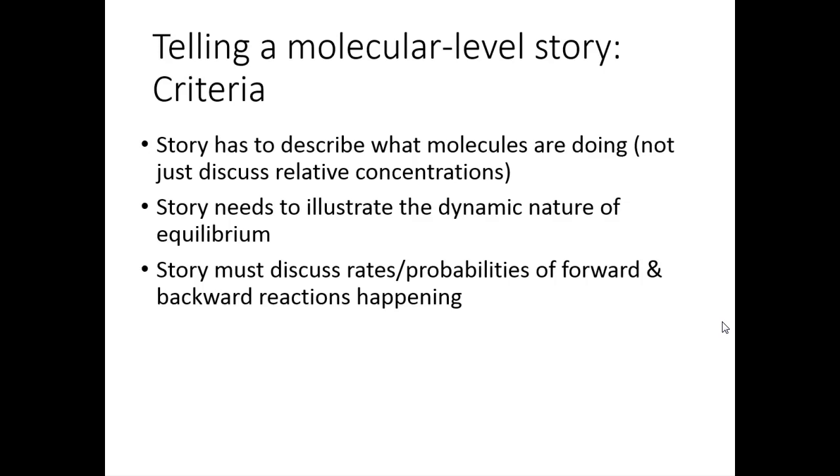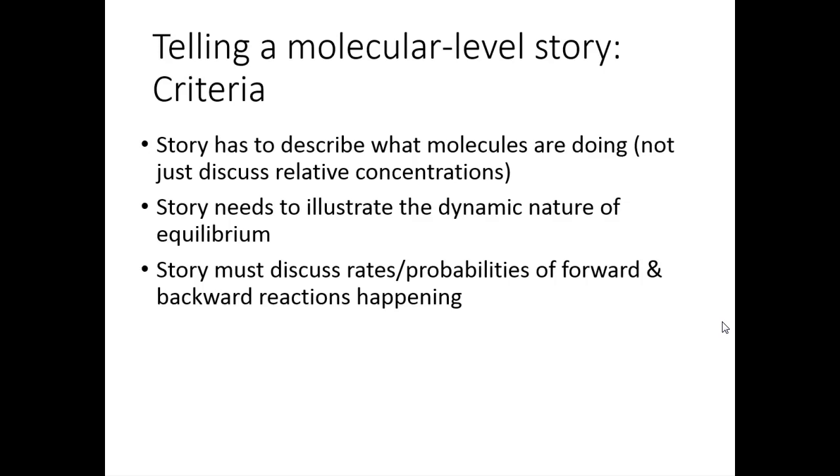This third bullet point, that the story must discuss the rates or probabilities of the forward and backwards reactions happening. Well, that piece is about whether or not the reaction is at equilibrium and how the reaction looks different before and at equilibrium. So before it reaches equilibrium, the forward reaction would be a lot more probable because you have mostly reactants, if not all reactants. And so the forward reaction would happen at a high rate. If you were a reactant molecule, you would probably expect to be transformed into product somewhere down the line.